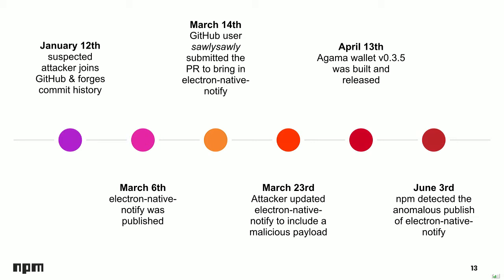March 23rd, the attacker updated Electron Native Notify to include the malicious payload, right? And then on April 13th, the wallet was built and released, which contained that malicious code. Now, we detected it on June 3rd. So NPM detected the anomalous publish to Electron Native Notify, and we let Komodo know, and they were able to identify a way to gather.